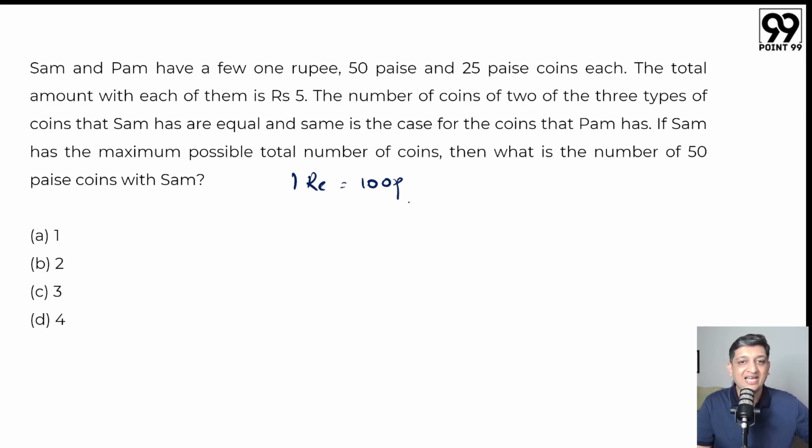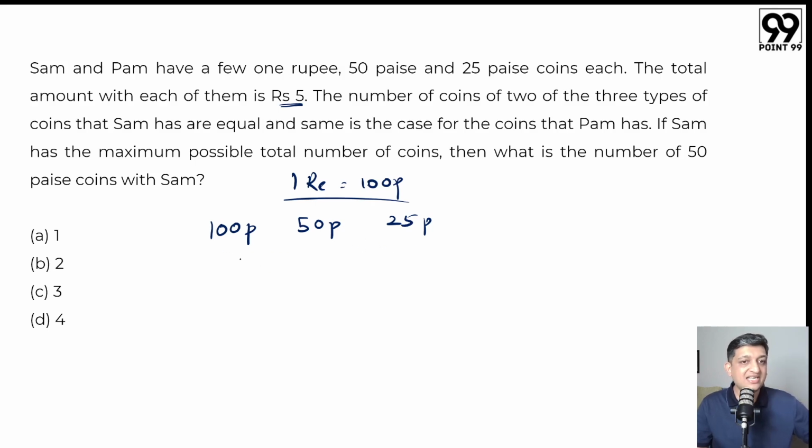So this is something that works. Now we know that the total amount of money with them is 5 rupees. So let's look at what is happening here. Let's say 1 rupee, which is 100 paise, 50 paise, which is 50 paise itself, and 25 paise is 25 paise itself. Now we know that Sam or Pam, they have a certain number of coins of these denominations.